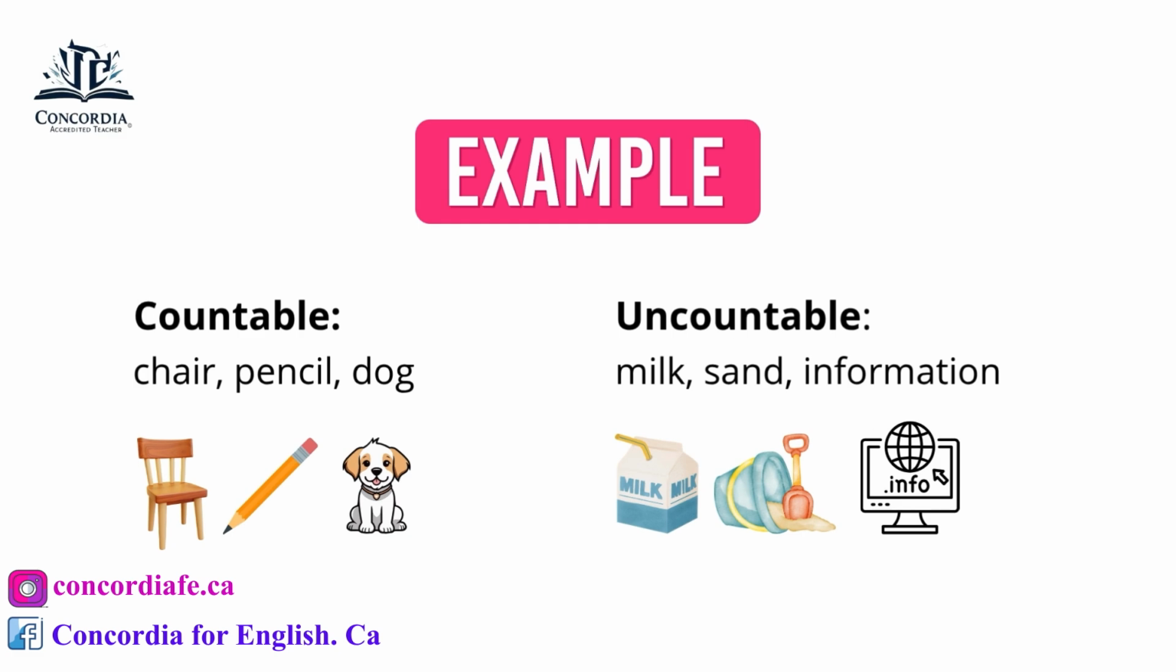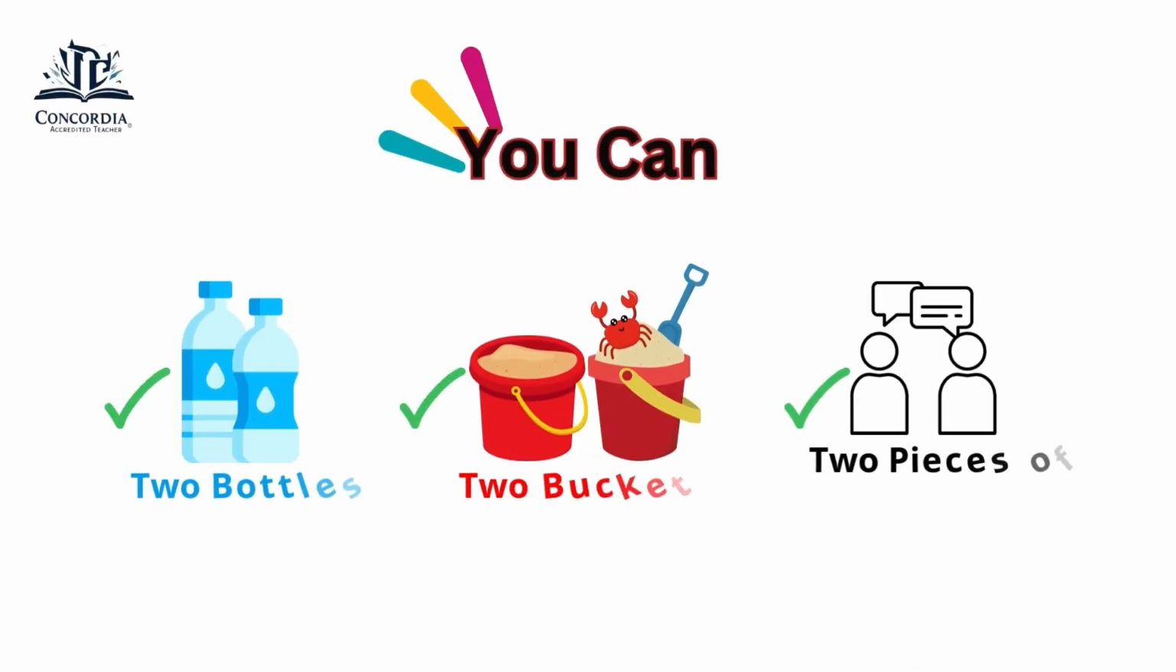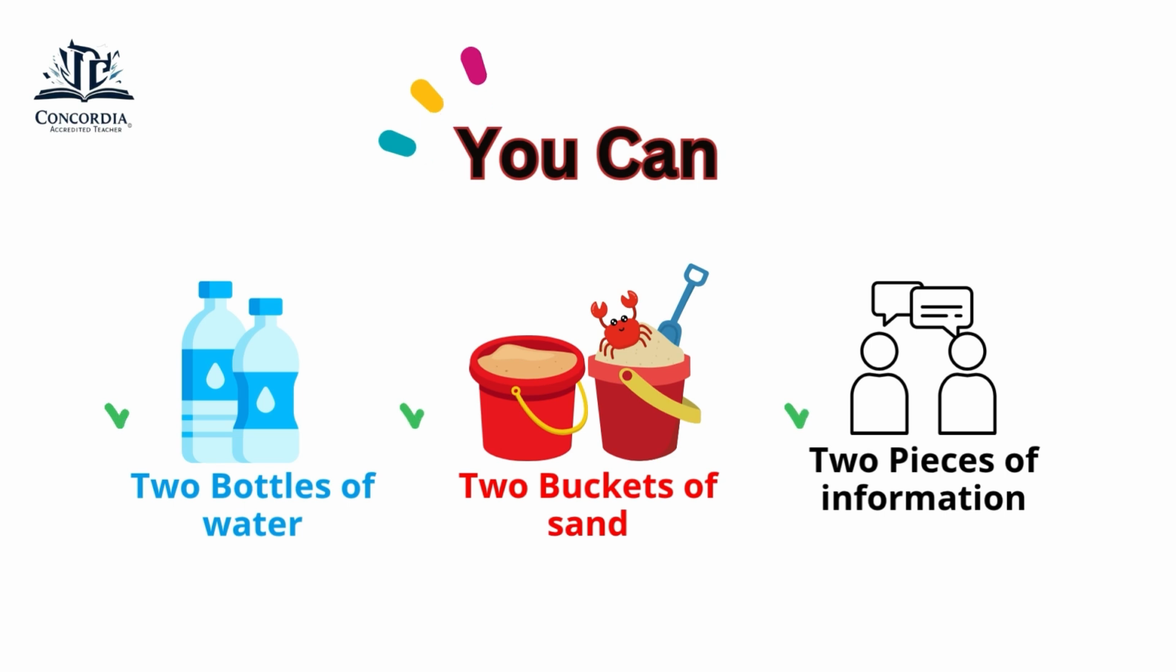So what about milk, sand, information? All these nouns are uncountable because you can't say 2 milks or 2 sands or 2 informations. You can't count them. But you can say 2 bottles of milk or 2 buckets of sand or 3 pieces of information.